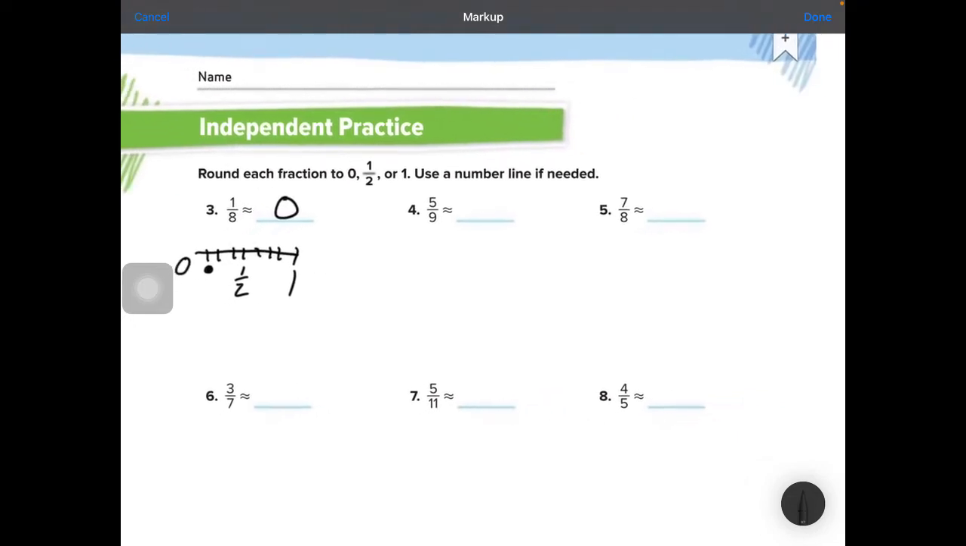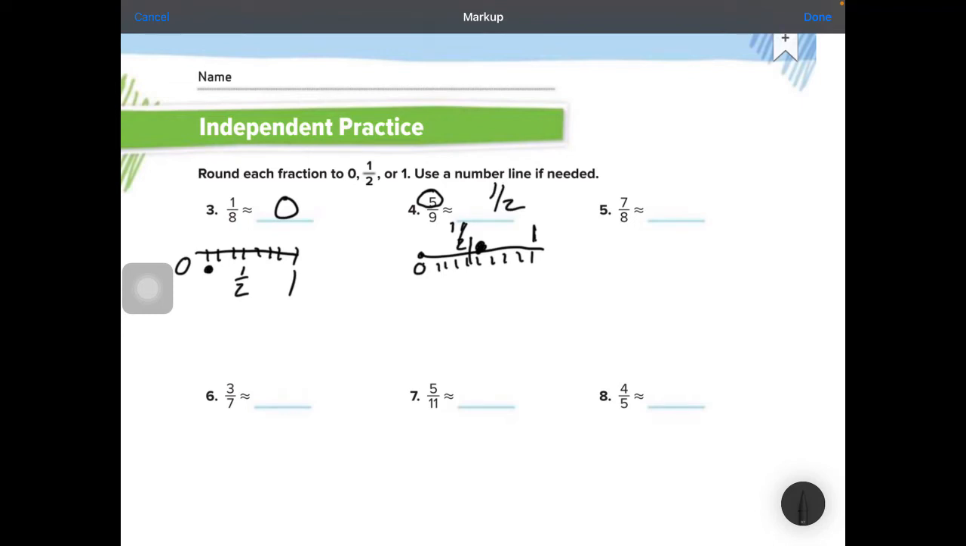Okay, now 5 out of 9, you can kind of look at the numerator. Is that about halfway to 9? It's a little bit over. You can draw a number line if you want to make sure. So we have 0, 1, 2, 3, 4, 5, 6, 7, 8, 9. So this is going to be 1. And right there is going to be our half. And it'll be right about there. So I would say it's about half.